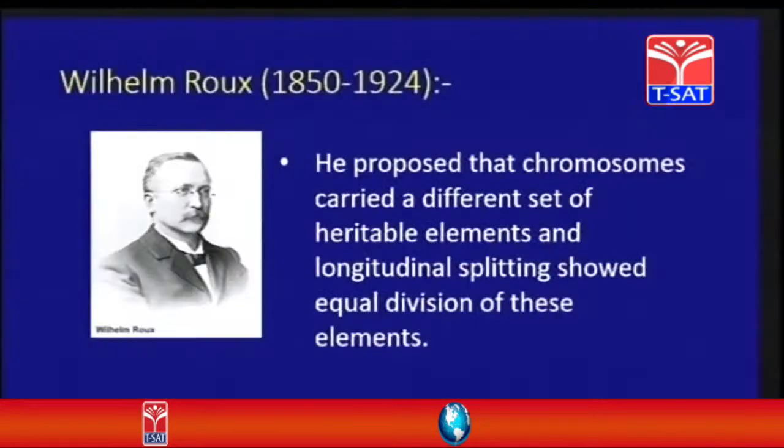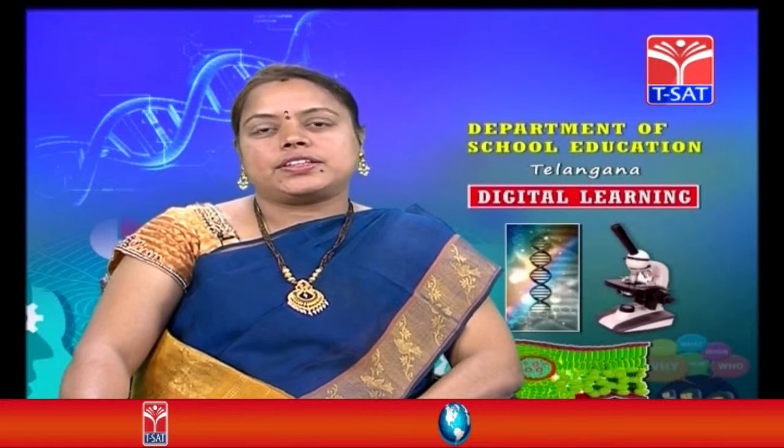Wilhelm Roux proposed that chromosomes carried a different set of heritable elements. Children, you can see here heritable elements, that means the genetic material which is transferred from generation to generation. So Wilhelm Roux stated that chromosomes carried a set of heritable elements and they divided longitudinally, showing equal division. And also Wilhelm Roux worked on the rediscovery of Mendel and stated that chromosomes played a major role in transferring the genetic material from one generation to another generation.